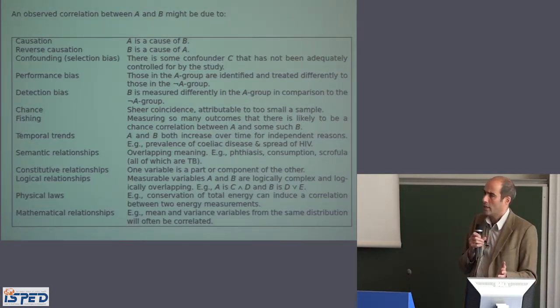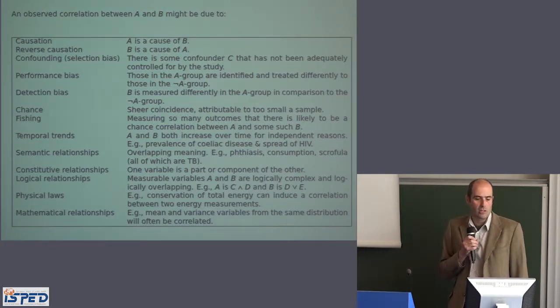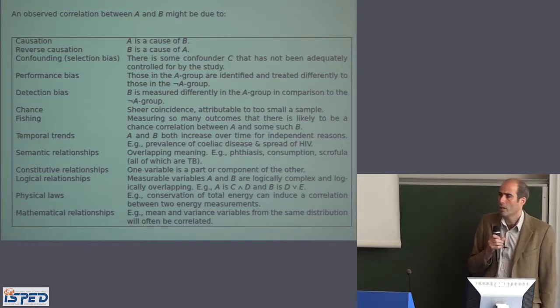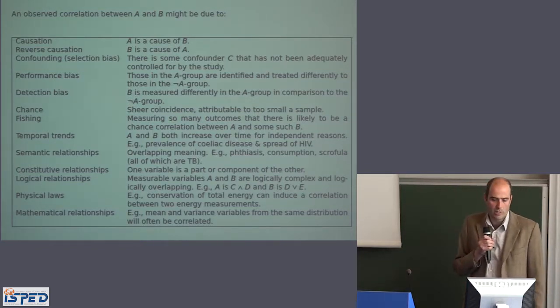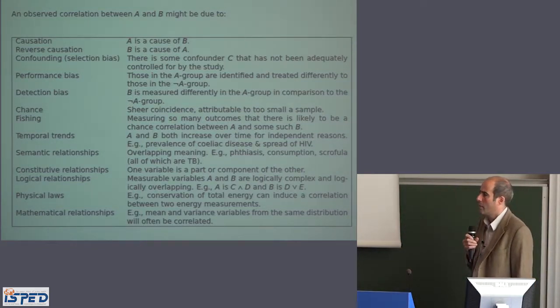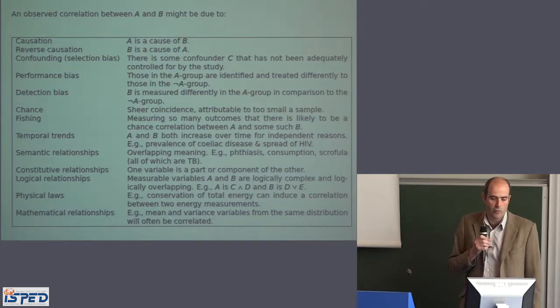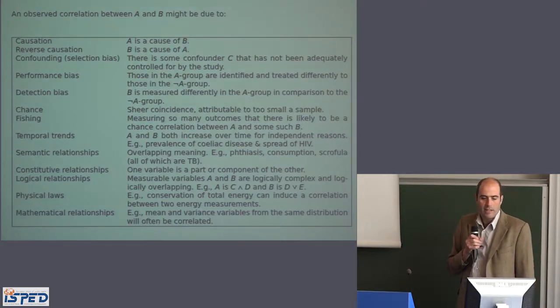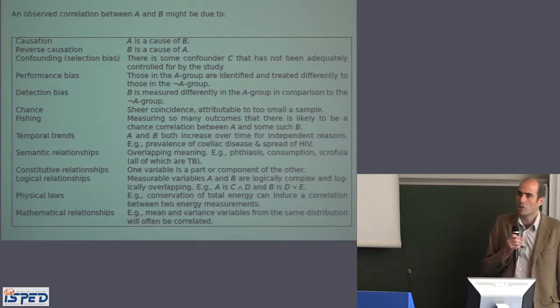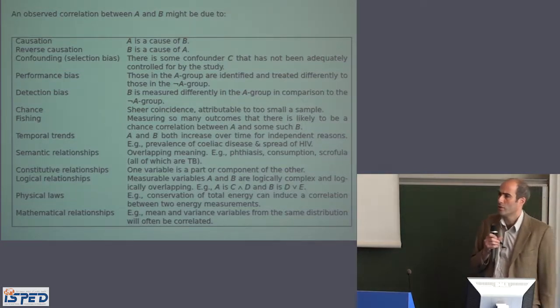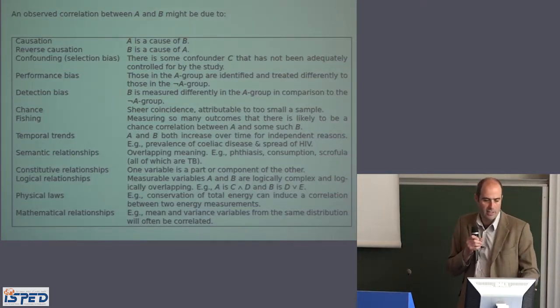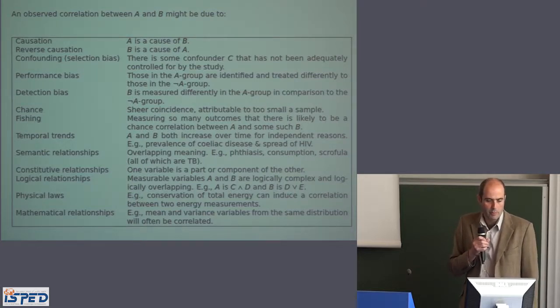One is causation, so A is a cause of B. Another is backwards causation. Another is confounding. We heard quite a lot about this morning. So there's some variable that hasn't been controlled for in the study. Then there are other sorts of bias. There are actually quite a lot of sources of bias that you might consider. I've listed a couple here. There's performance bias and detection bias.